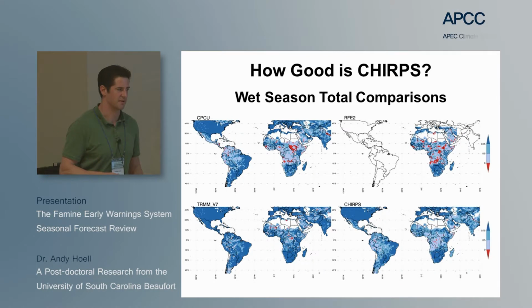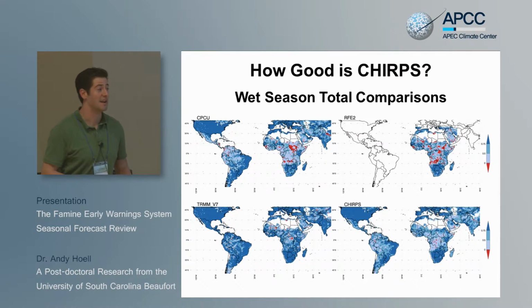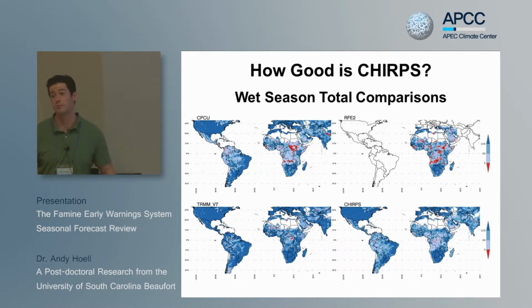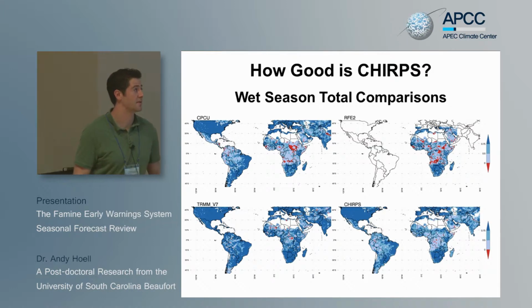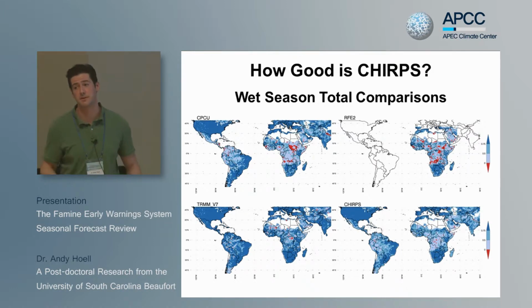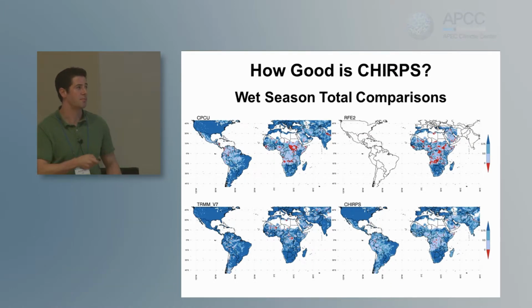There's a little bit of an area sort of over central equatorial Africa. But for the most part, it's actually very, very blue, and more blue than each of the other products that you see here. So CHIRPS gets a thumbs up here in terms of its comparison to the solely station data against, say, TRMM or RFE2.